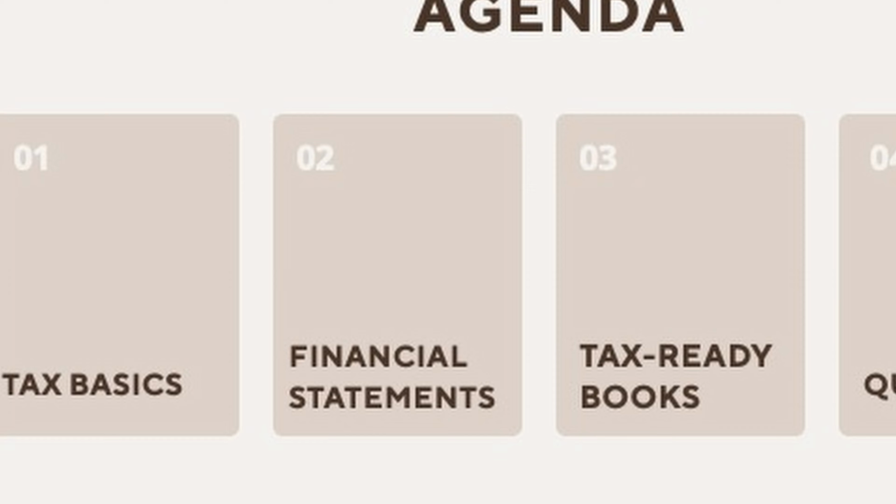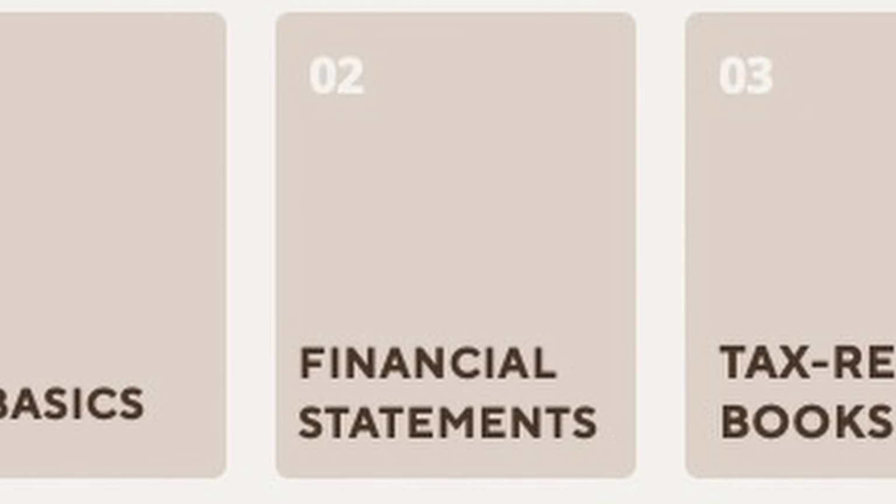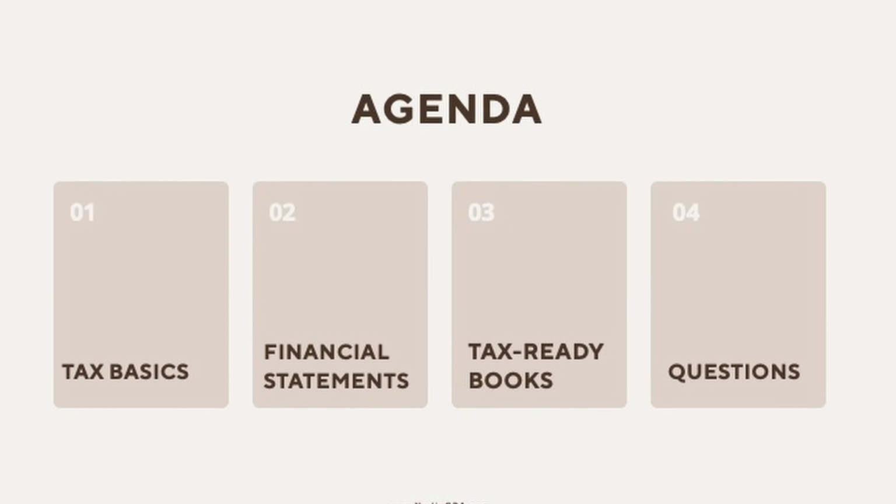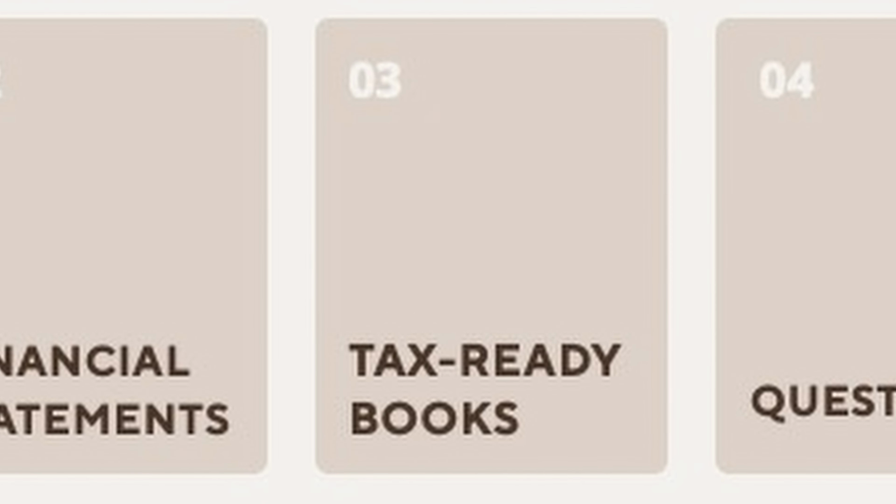And then we're going to go into financial statements, right? That's what you're familiar with. And how do financial statements tie into the tax? Because in order to prepare the tax return, we're going to need those books. We're going to need those financial statements to be on par and to be reconciled and ready. And how do we get those ready for tax time?